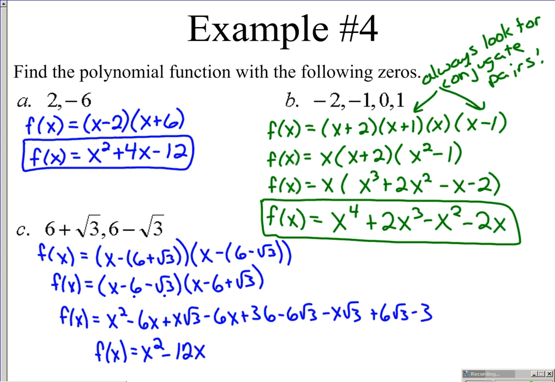36 minus 3 is 33. And negative 6 root 3 plus 6 root 3 is gone. We're left with that quadratic equation. Whenever you start with irrational solutions like this, when you go to multiply everything out, all of your radical stuff should drop out. If you think about every time you plug into the quadratic formula, you have nice values you're plugging in, but sometimes your solutions come out to be irrational. That's all this is. It's a situation where our solutions are irrational, but we still get a nice quadratic function out when we simplify everything.